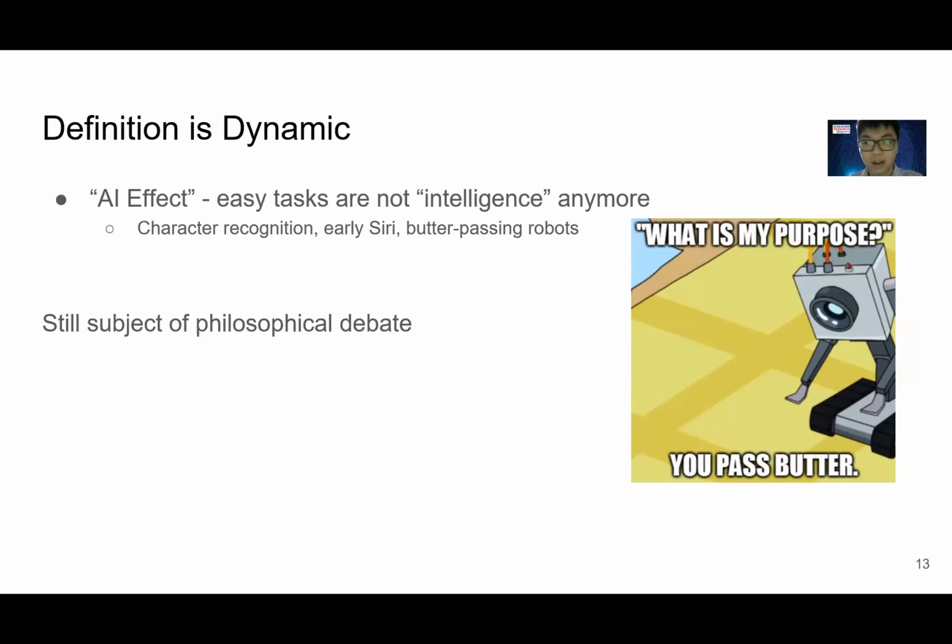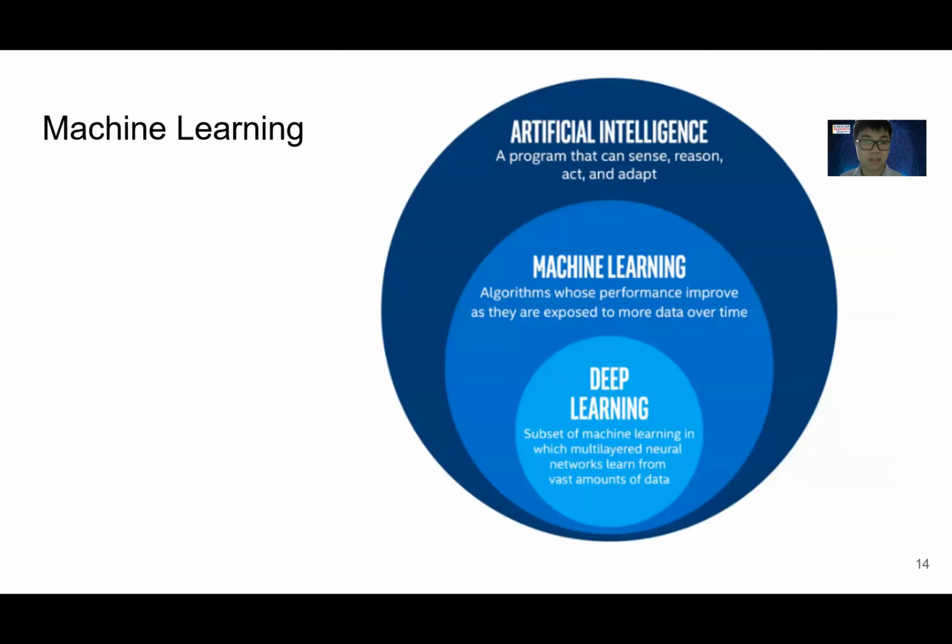For instance, early on, people thought vending machines were AI because they understand what the customer wants by pressing a few keys. But now we think that's a bit too simple. Character recognition, early versions of Siri or butter passing robots are not really considered AI anymore. So this is still a subject of philosophical debate. But for all intents and purposes, we are going to say AI is anything that can sense an environment and complete a task.